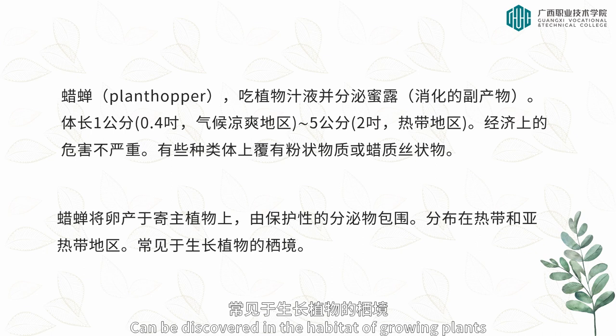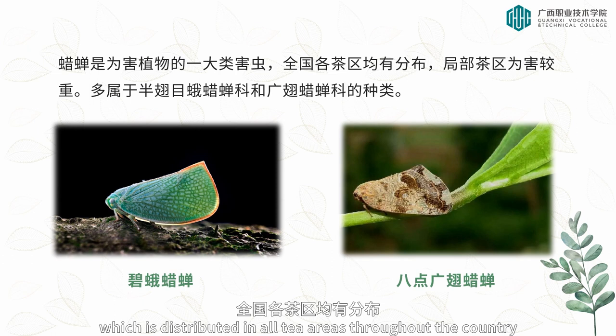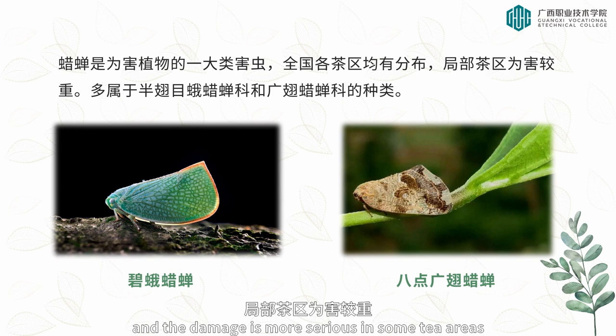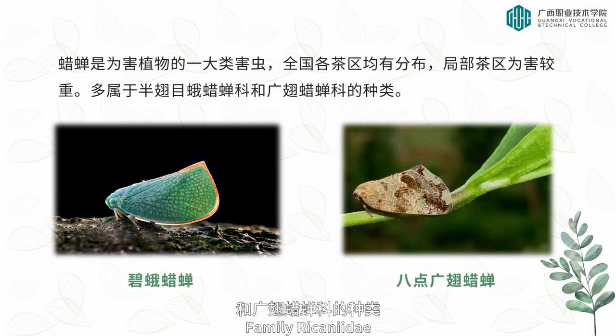The fulgaroid is a major kind of pest that harms plants, which is distributed in all tea areas throughout the country, and the damage is more serious in some tea areas. Most of them belong to the order Hemiptera, family Flatidae, Spinola, family Ricanidae.